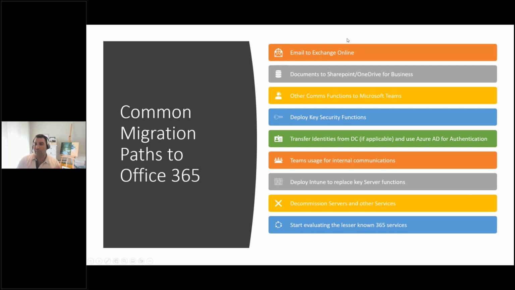Now, I'm not including Microsoft Office in here because I think most people will have Office in one way, shape, or form, but get your email into Exchange Online. Then get your documents into SharePoint and OneDrive for Business. People will often start with the individual documents because it gives you 1 terabyte. It's really easy to do, and it's the simplest, and then look at getting the full organizational documents into SharePoint. But this is sort of step 2.